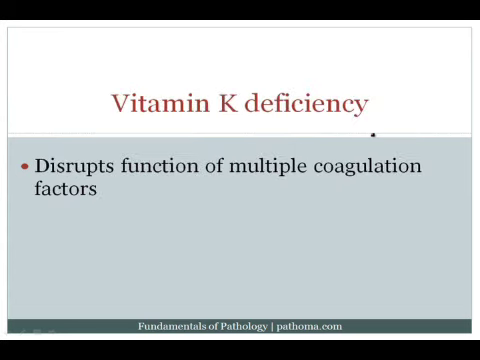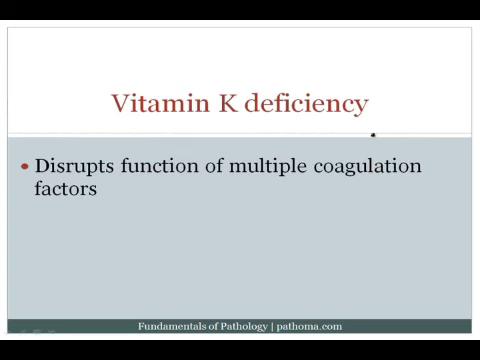Another problem of secondary hemostasis can arise with vitamin K deficiency. Remember that vitamin K is necessary for gamma carboxylation of factors 2, 7, 9, 10. This is something you have to burn in your brain. It shows up on every exam. So you need to be able to gamma carboxylate factors 2, 7, 9, 10, and vitamin K is essential for being able to gamma carboxylate those factors.